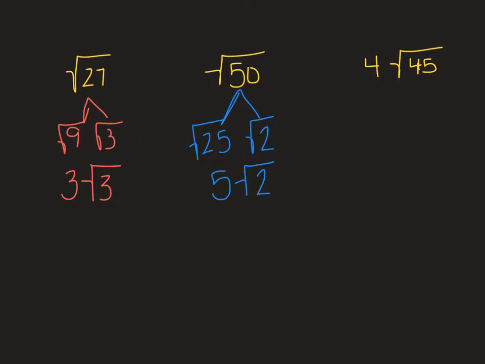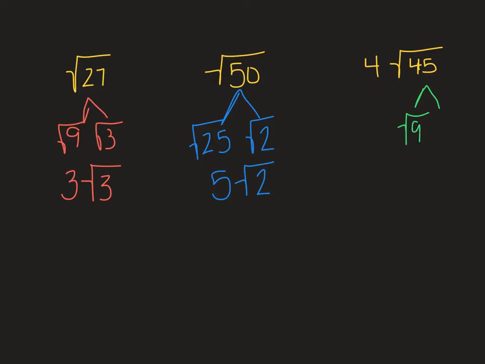Now this is what I told you about on the assignment page. If it has a number outside already, don't be alarmed. All you want to do is make sure that whatever you get coming out of the radical, you just multiply it times that 4. So for 45, you automatically go, 5 times 9. Okay, that is a perfect square.